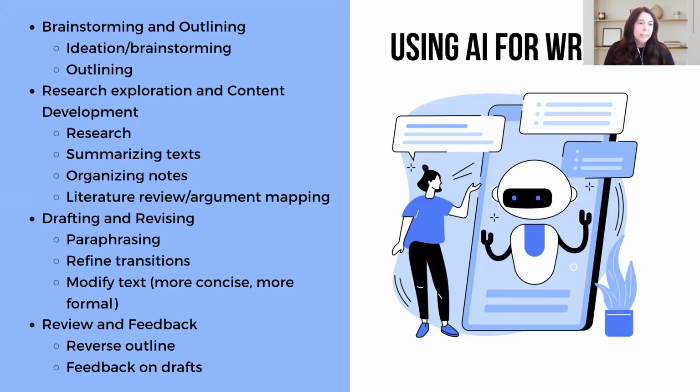Now, I would say that the extent that you use AI at these different stages or promote its use might depend on their level of learners. So more novice learners might benefit from using it more at the brainstorming and outlining stage, as well as the review and feedback, whereas your more advanced writers, especially those working on complex topics, might benefit more from using AI at the research and exploration or drafting and revising stages.